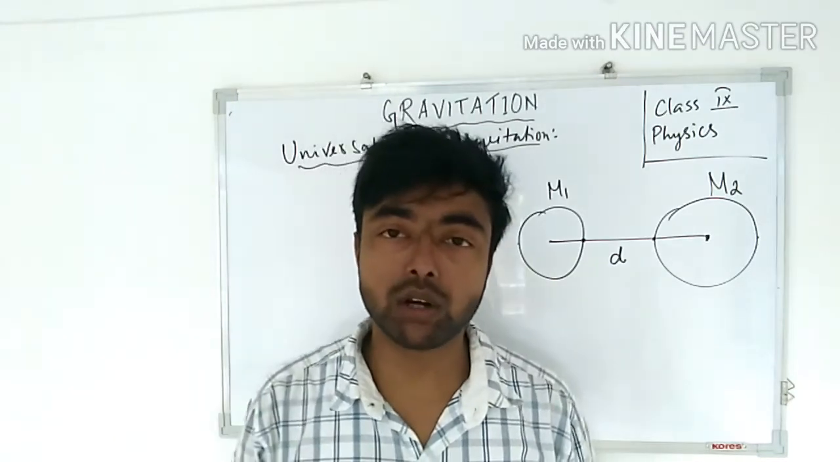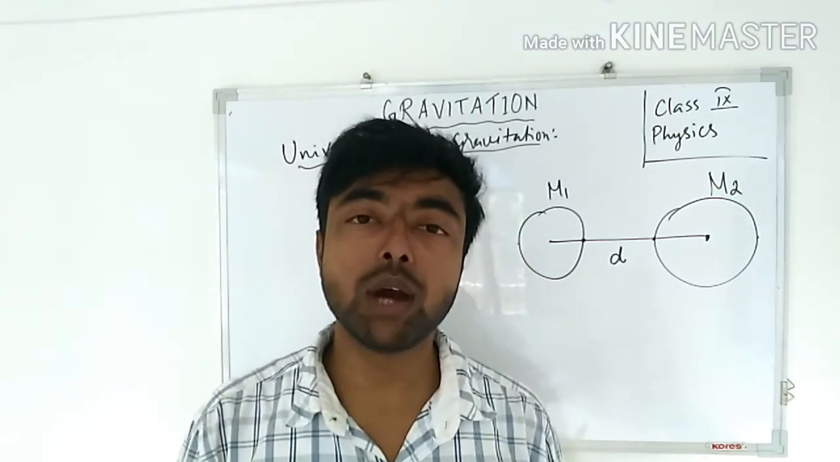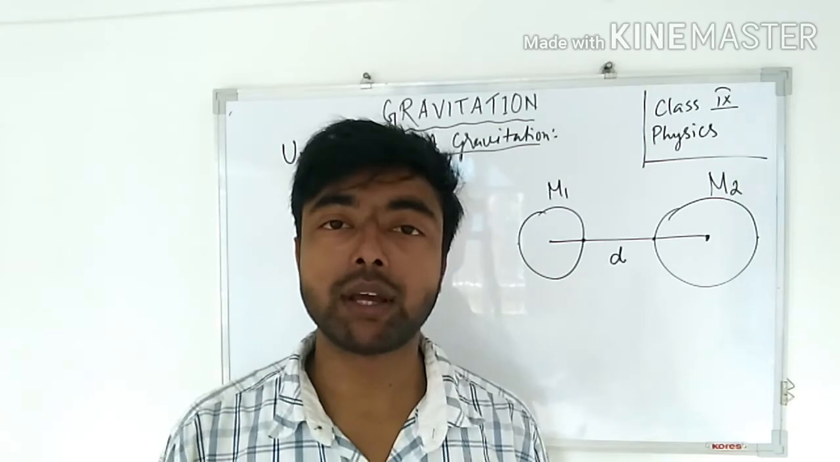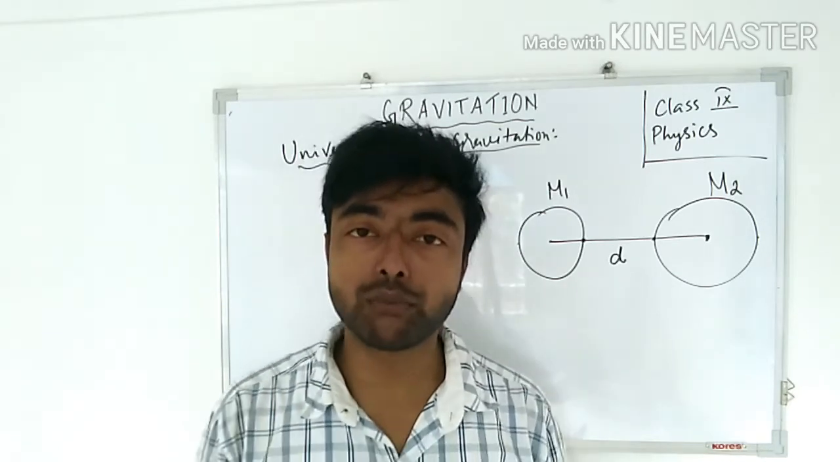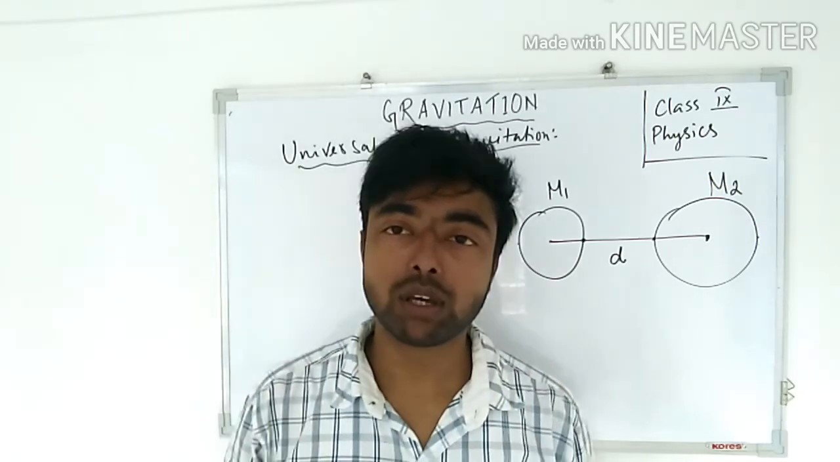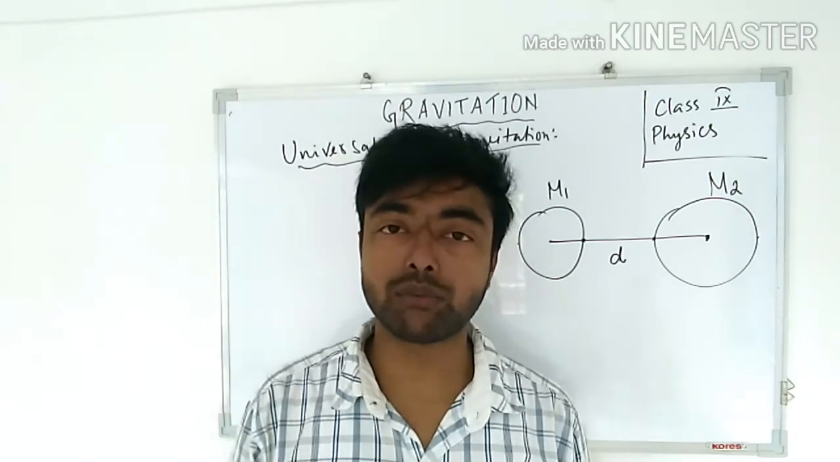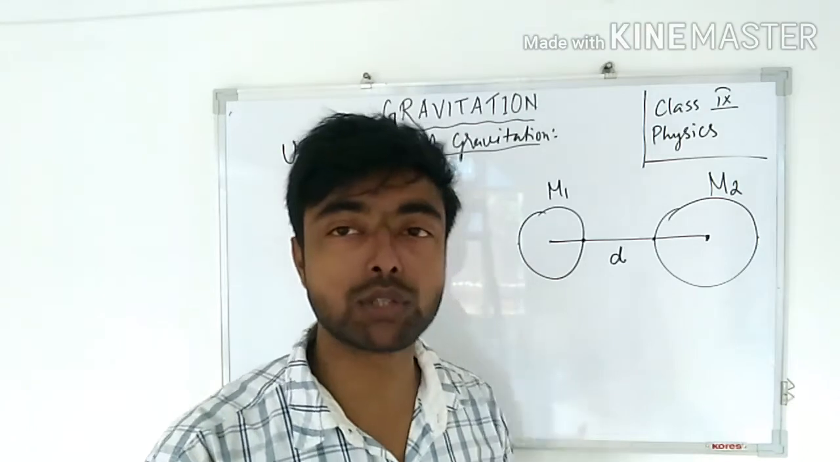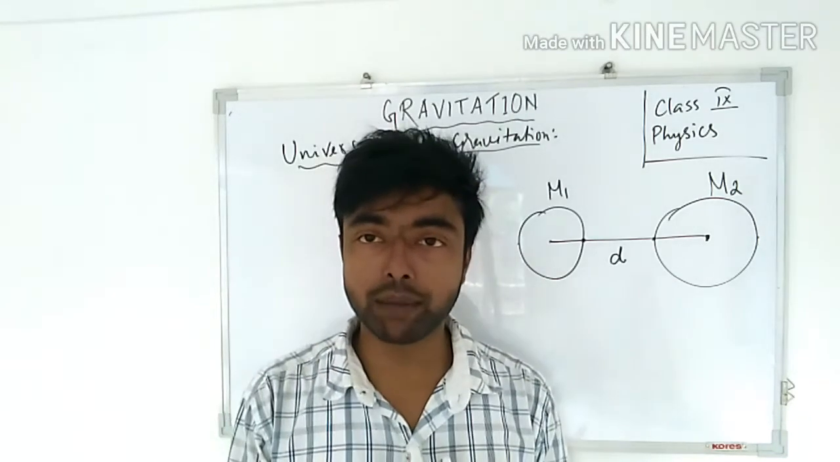This universal law states that if you have two objects, there must be some force. What force? Attraction force between those two objects, and that force is actually given by this law of gravitation. What will be the value of the force? We'll study now. Understood what I'm telling?